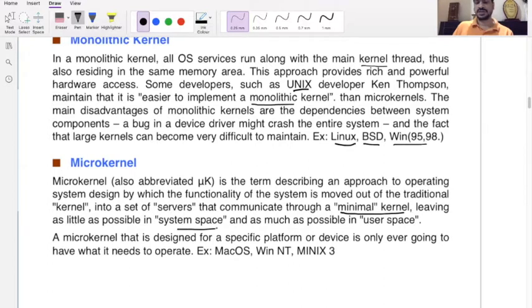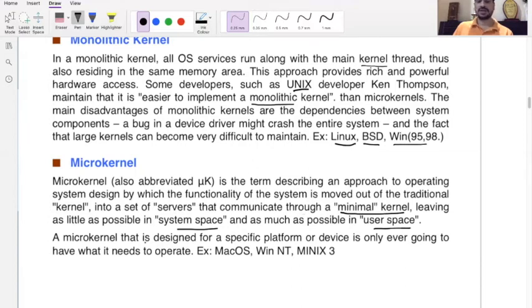So the system space, the space where only system software is there, is very little, as much as possible, and the user space is bigger in a microkernel. So here the concept is we'll make a minimal kernel, and this minimal kernel is going to manage each and every component of the operating system. That is the concept of microkernel.